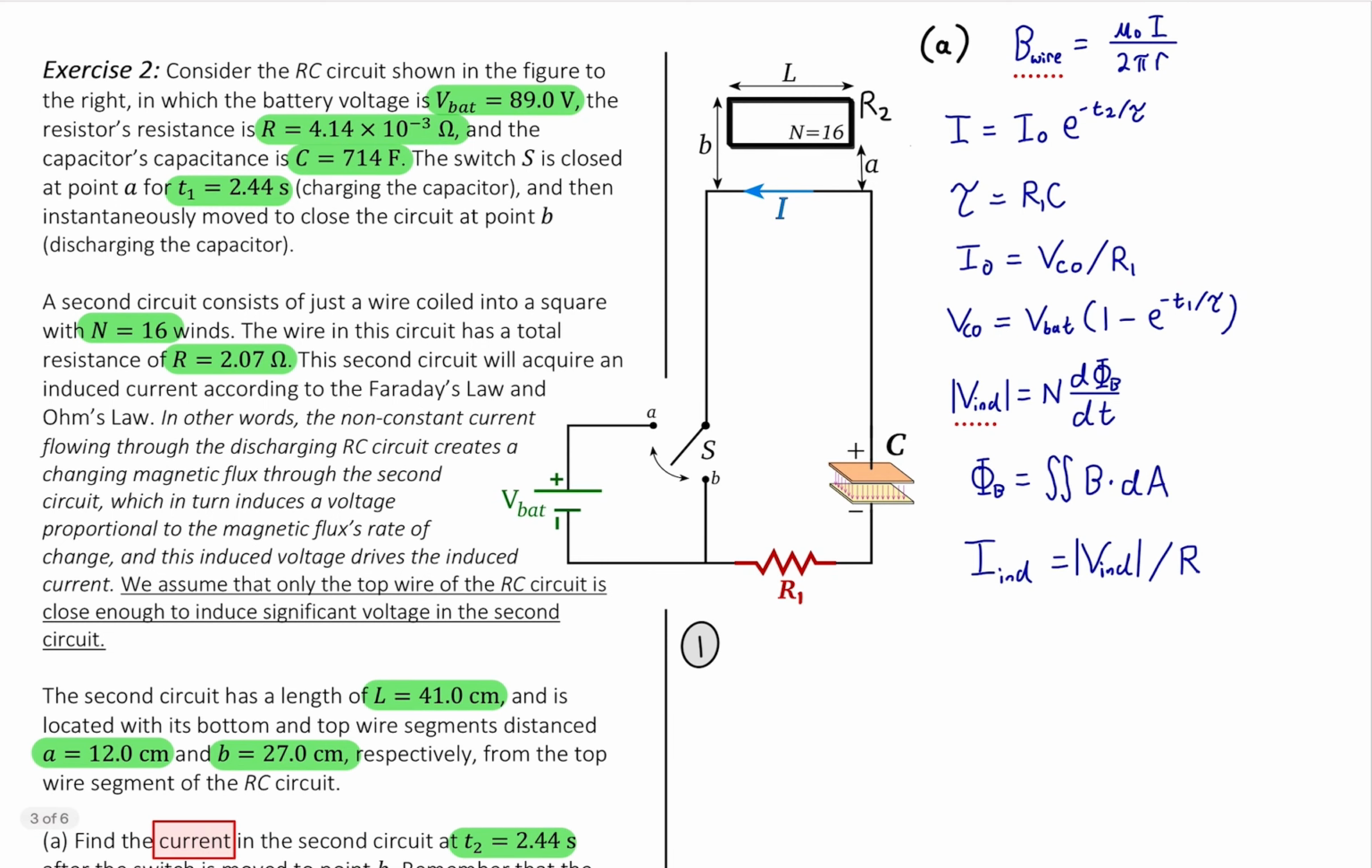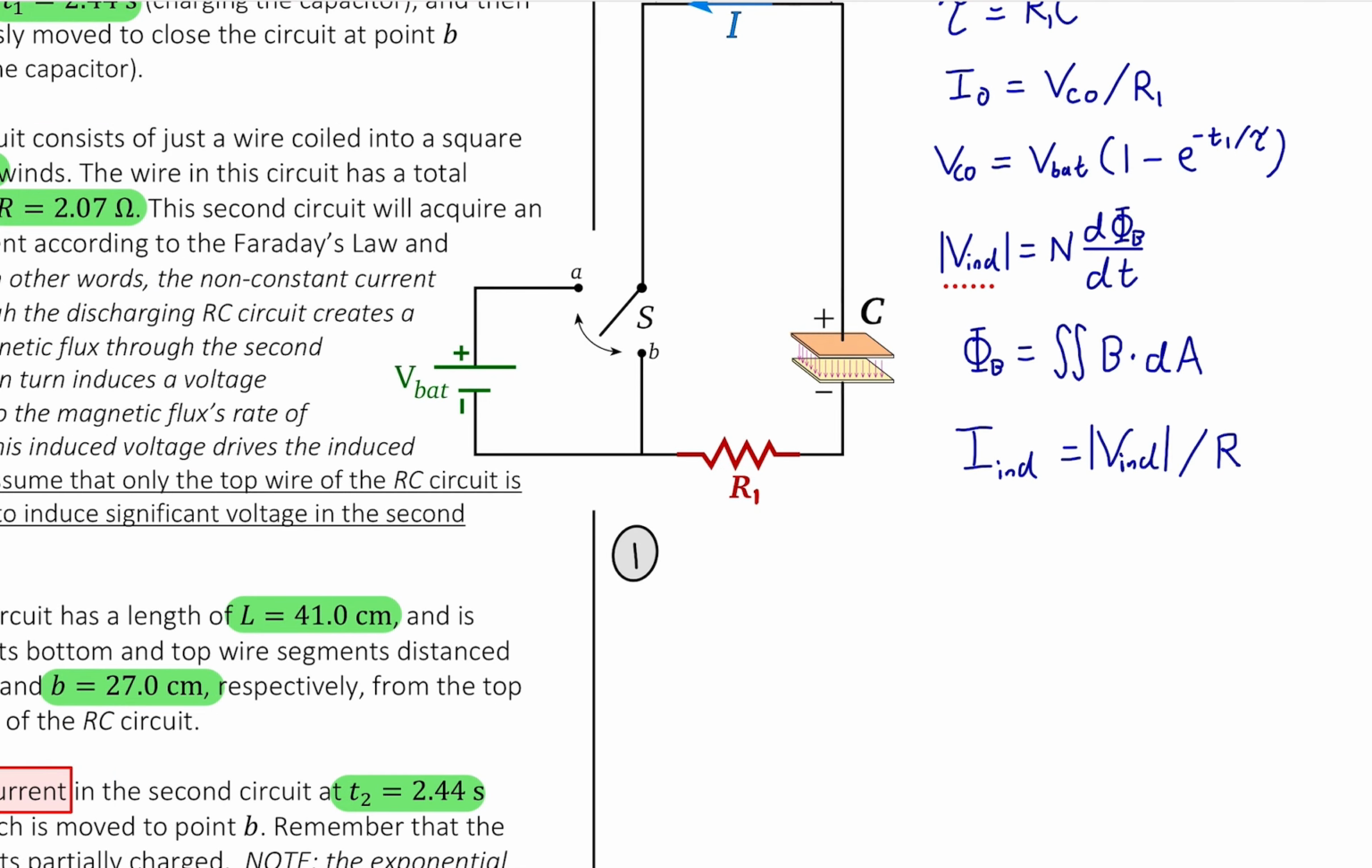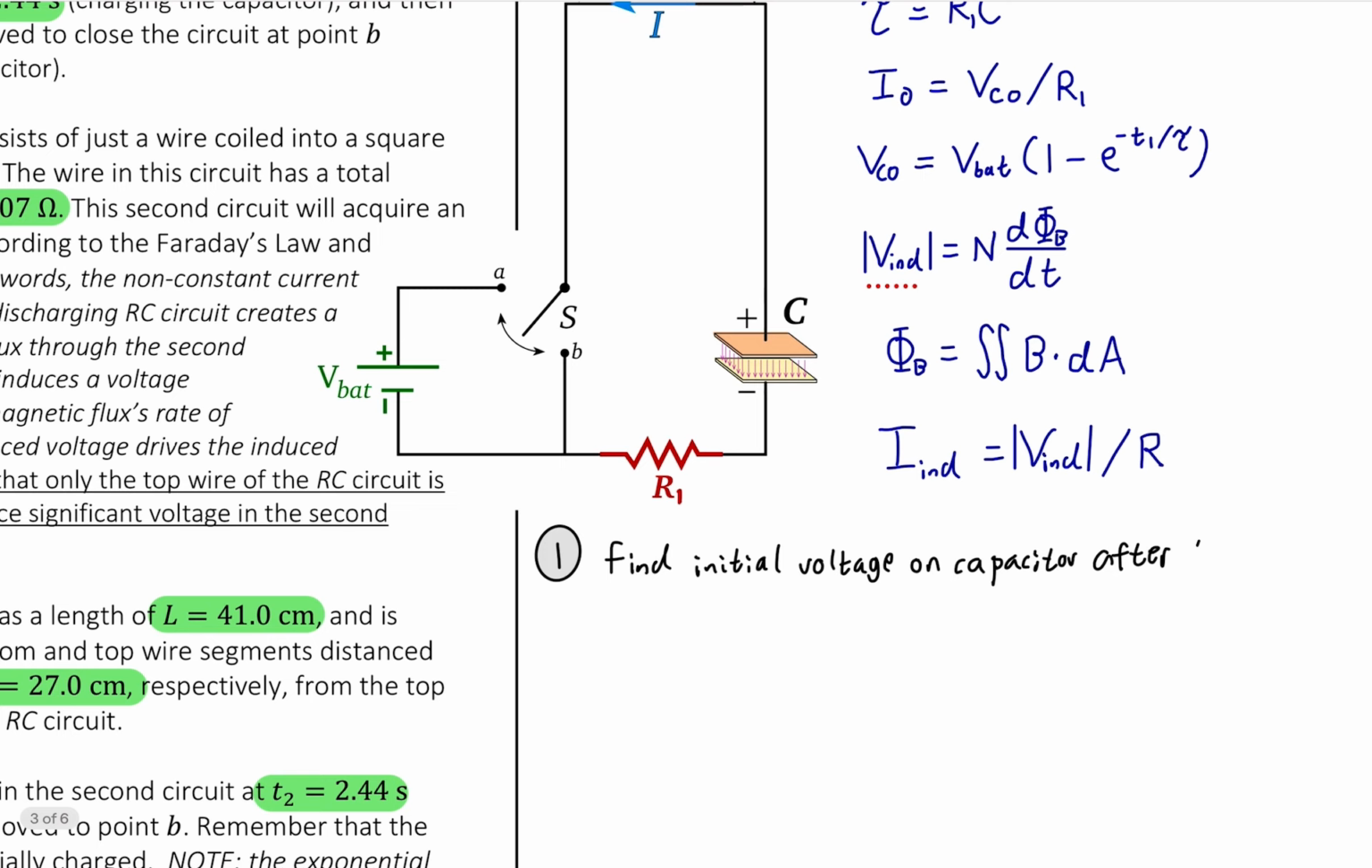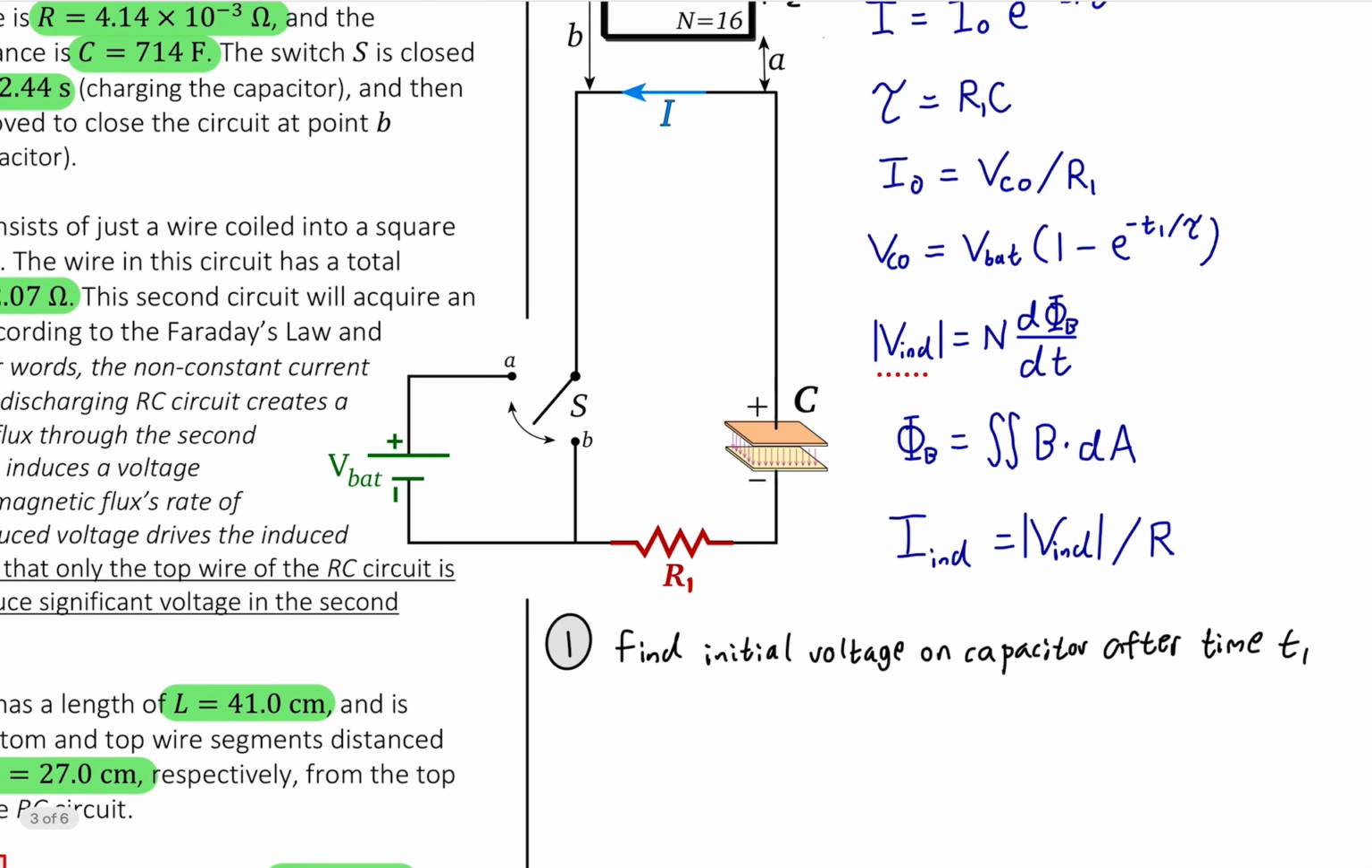Okay, so the very first thing we need to do is actually pretty far down the list, kind of in the middle of the list, and that's just going to be to find the initial voltage on the capacitor. So the initial voltage on the capacitor after time t1. All right, and so that's just going to be charging up the capacitor.